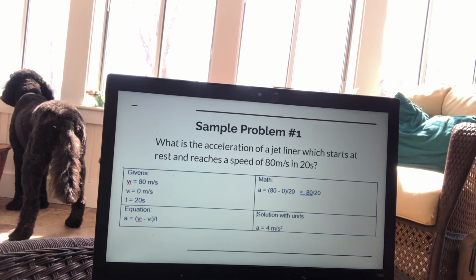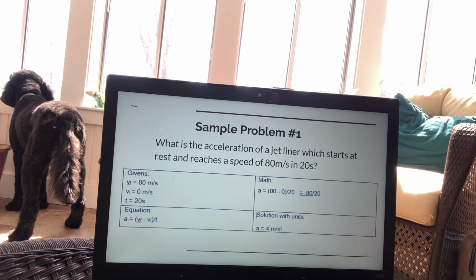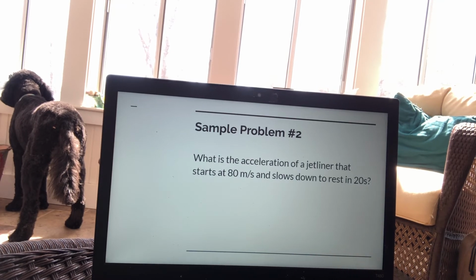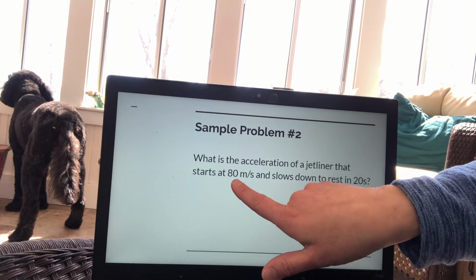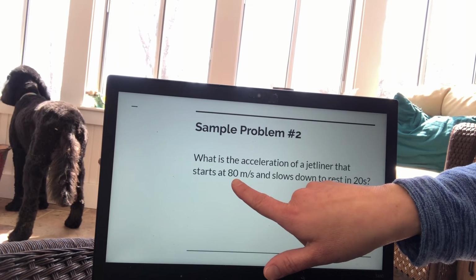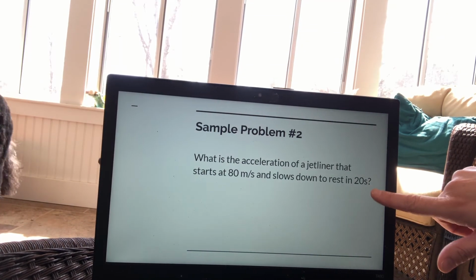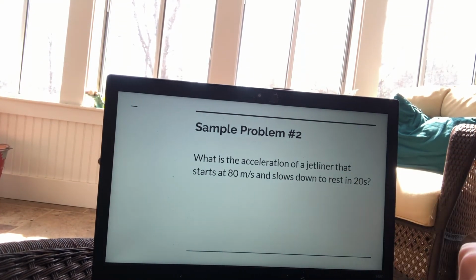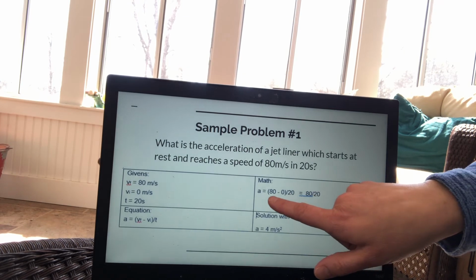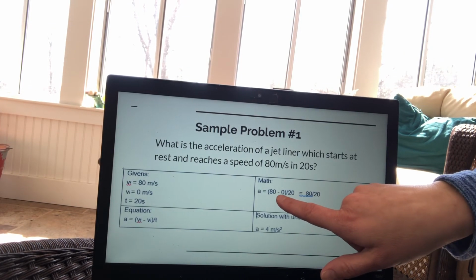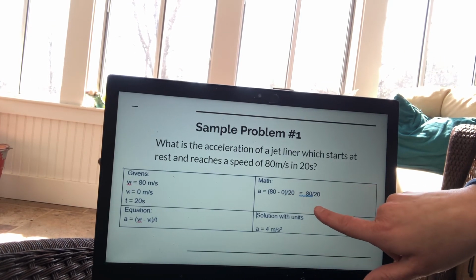So now I'd like to look at this problem but in reverse. What if this plane, instead of speeding up, is now slowing down? So same plane and same numbers to keep things simple here. We're starting at 80 meters per second and we're slowing down to 0 in those 20 seconds. Okay, so instead of what we did here, now it's 0 minus 80 divided by 20.